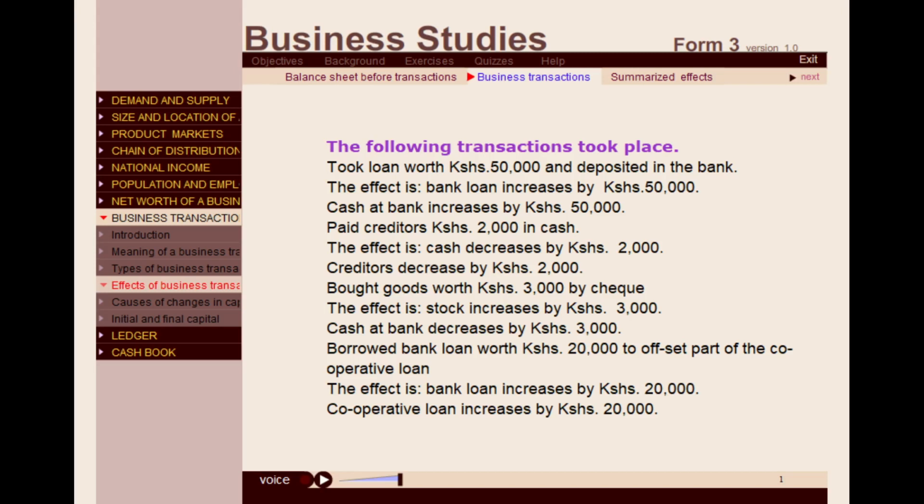Bought goods worth 3,000 Kenya shillings by check. The effect is stock increases by 3,000 Kenya shillings. Cash at bank decreases by 3,000 Kenya shillings. Borrowed bank loan worth 20,000 Kenya shillings to offset part of the cooperative loan. The effect is bank loan increases by 20,000 Kenya shillings. Cooperative loan decreases by 20,000 Kenya shillings.